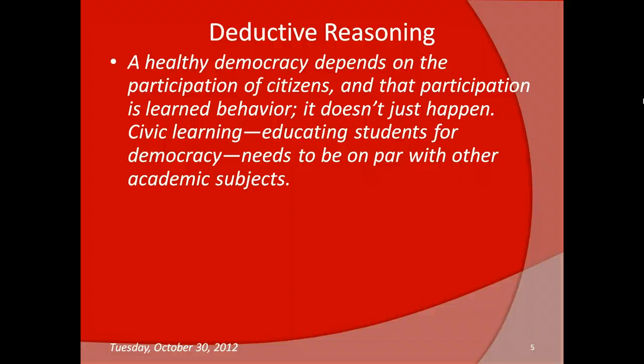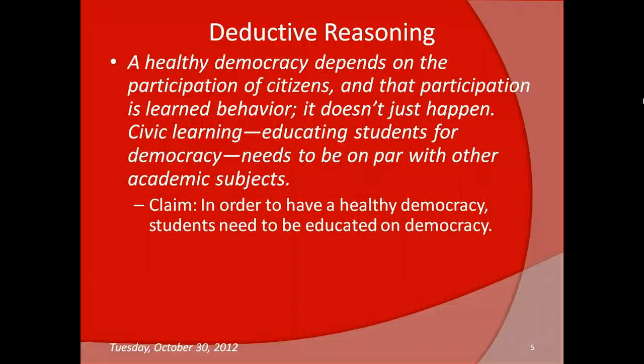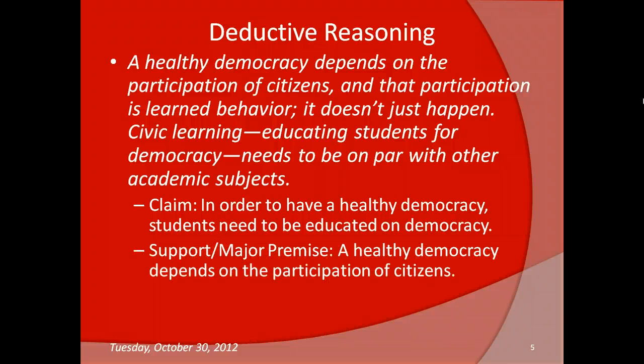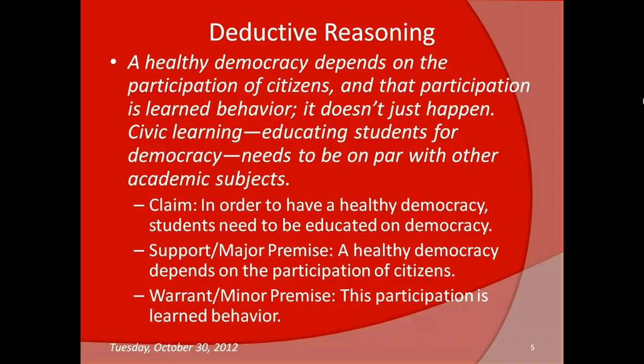So this is deductive reasoning. We have a claim. The claim is actually the last sentence in here, that in order to have a healthy democracy, students need to be educated on democracy. The major premise is the first sentence, that a healthy democracy depends on the participation of its citizens. And then our warrant or minor premise is actually stated here. Our warrant is that this participation is learned behavior. It must be learned. People aren't just born with it. So if our major and minor premise, or our support and warrant, are true, then our claim is indisputably logical.